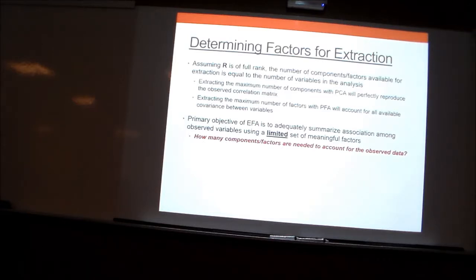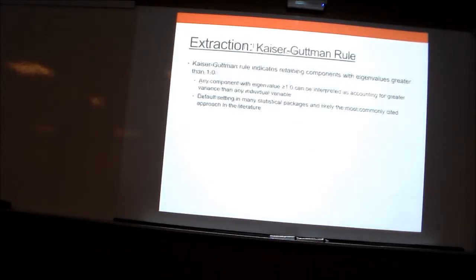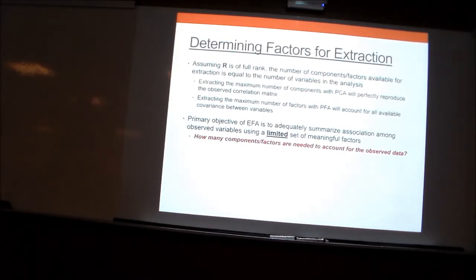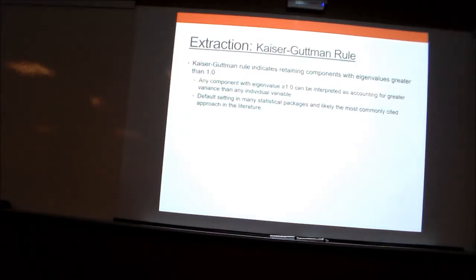So the question you should be asking yourself: how many components or factors do I need to reasonably account for the relations among these data? There are a number of techniques that we can go through to make this determination. First one, the Kaiser-Guttman rule. People have probably heard this or seen it.